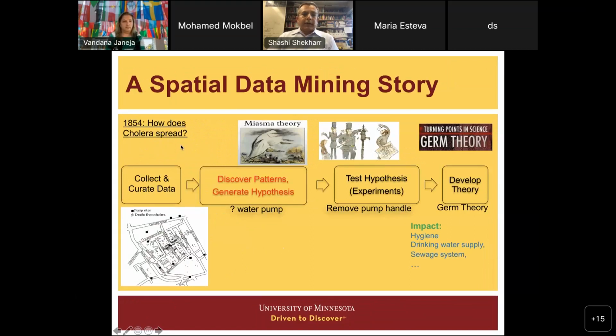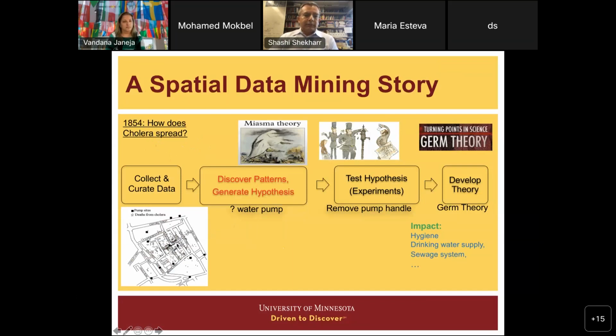So this is 1854, and many of us have probably seen this map. Back then cities were new and they used to suffer from many infectious diseases, and not all of them were very well understood. For example, for cholera, the prevalent theory back then was miasma, or bad air theory, saying that it is spread through air, bad air.